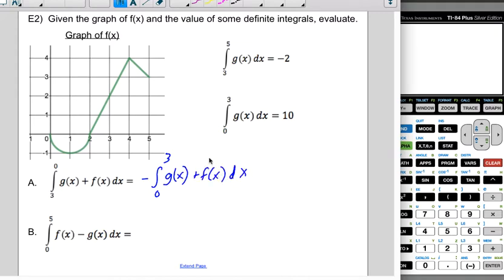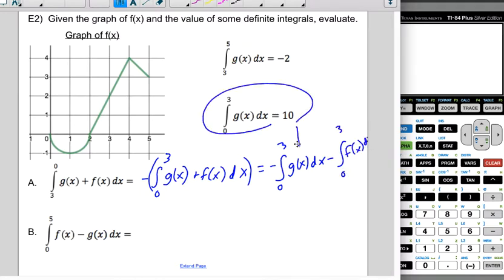And then the next trick is I need to split them apart into two different integrals. But notice the negative's in front of the whole thing. So if you split them apart, they now both have a negative. This is the negative of the integral from 0 to 3 of g of x dx, great, minus the integral from 0 to 3 of f of x dx. Now, I know this one. This is a 10. It's given, right?